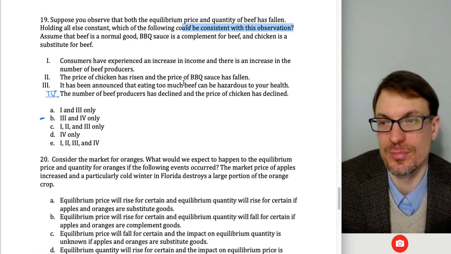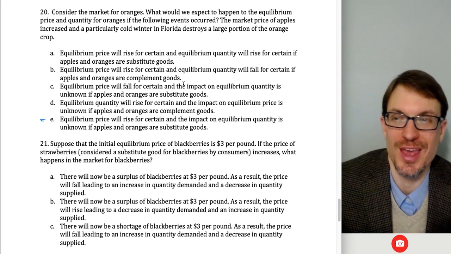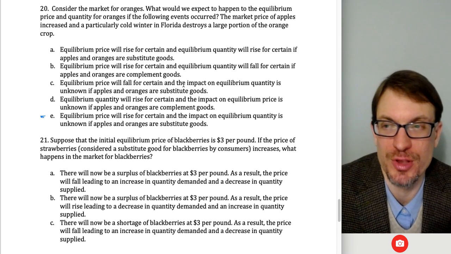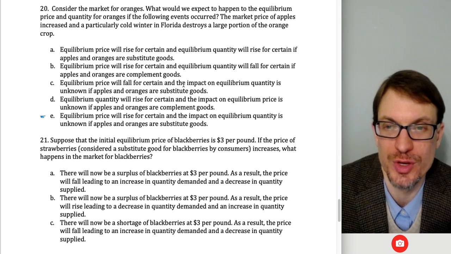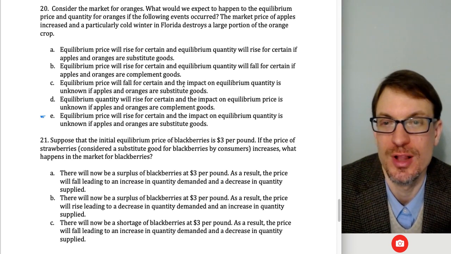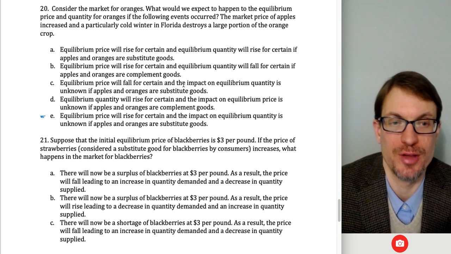All right. So 2, consider the market for oranges. What do we expect to happen to the equilibrium price and quantity for oranges if the following event occurs: the market price of apples increased, and a particularly cold winter in Florida destroys a large portion of the orange crop. All right, so we've got a problem. We want to know what happened to equilibrium price and equilibrium quantity.